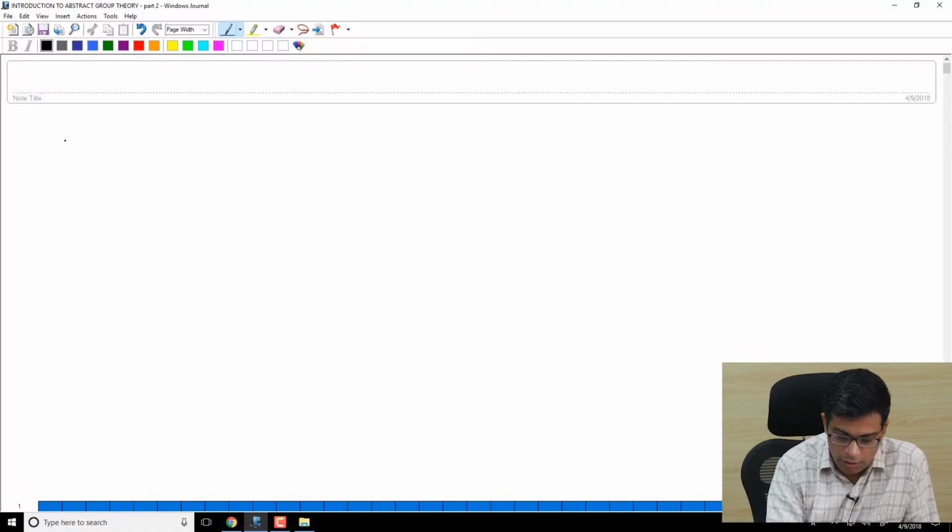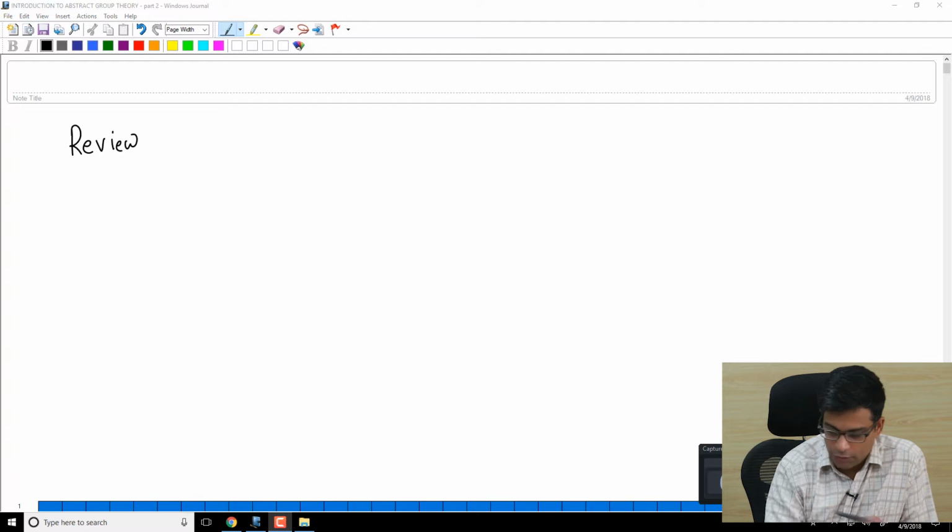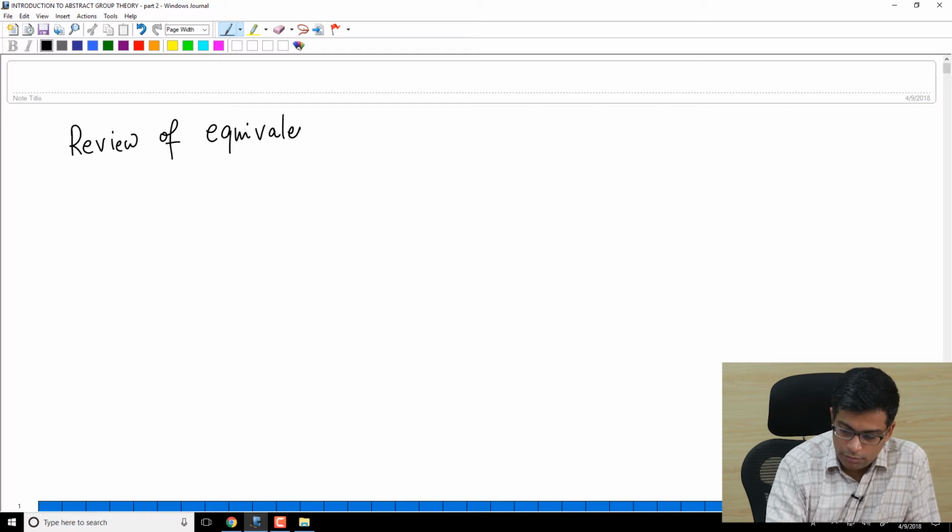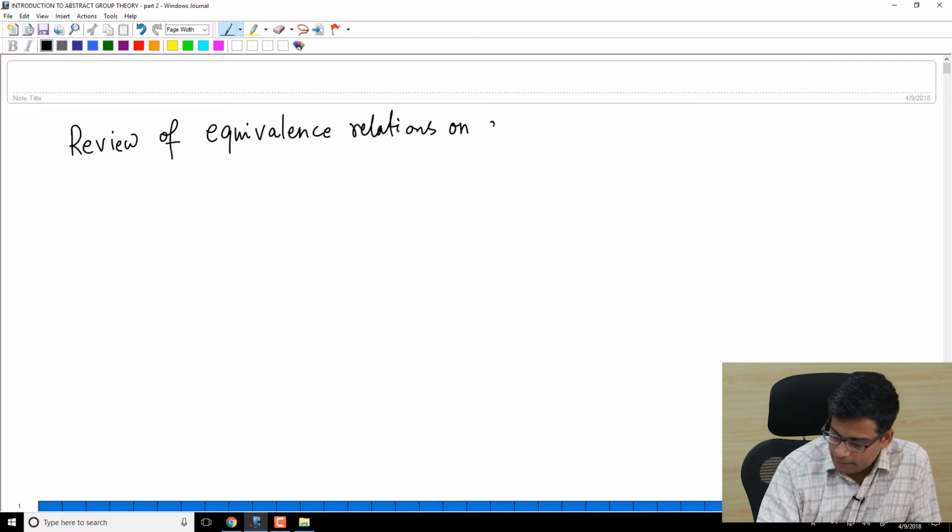Before that, let me recall for you quickly the notion of an equivalence relation on a set, which many of you may have seen before, but this is very important for the course. So let me quickly define it and check its important properties, and then we will apply it to the case of a subgroup of a group. So, review of equivalence relations on a set.